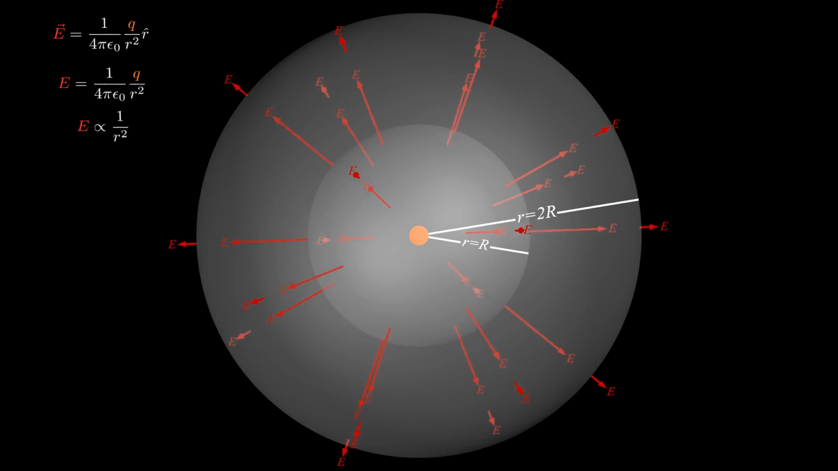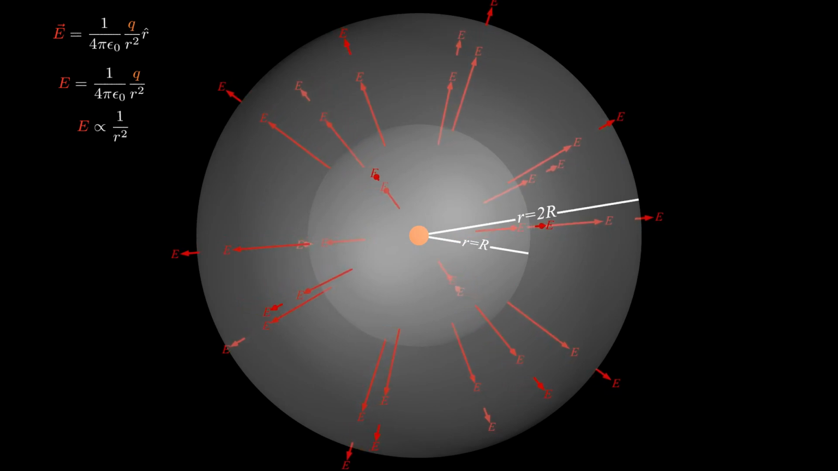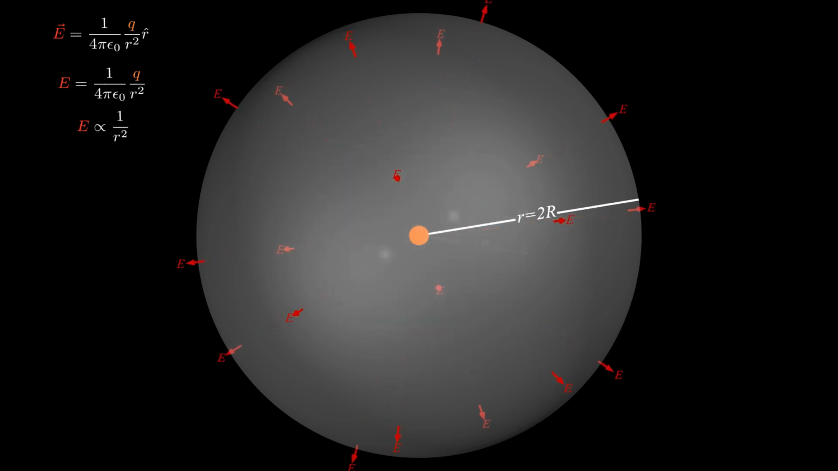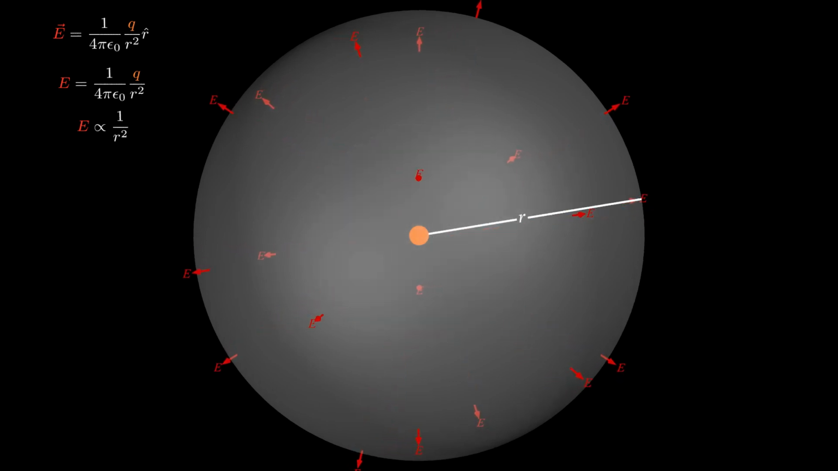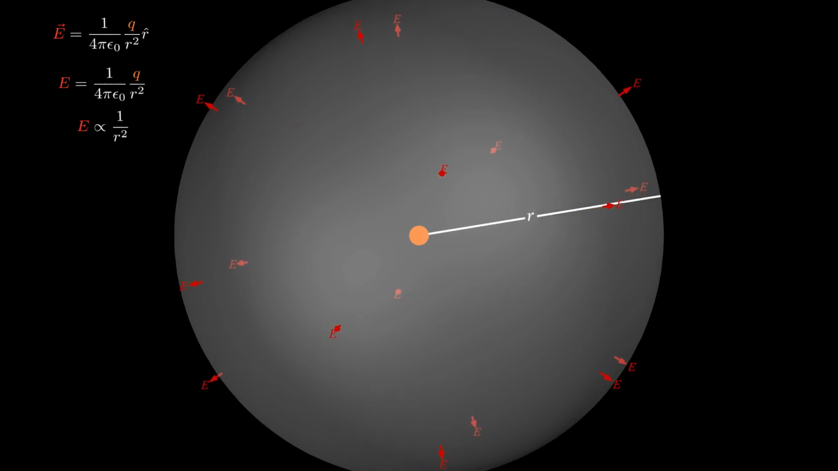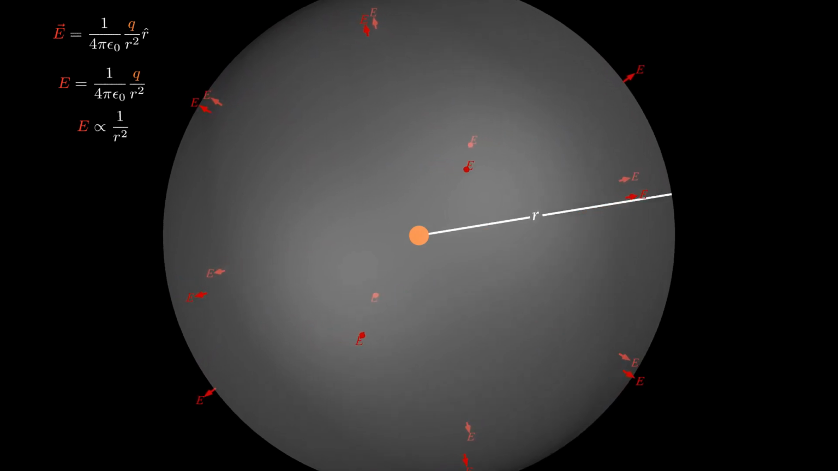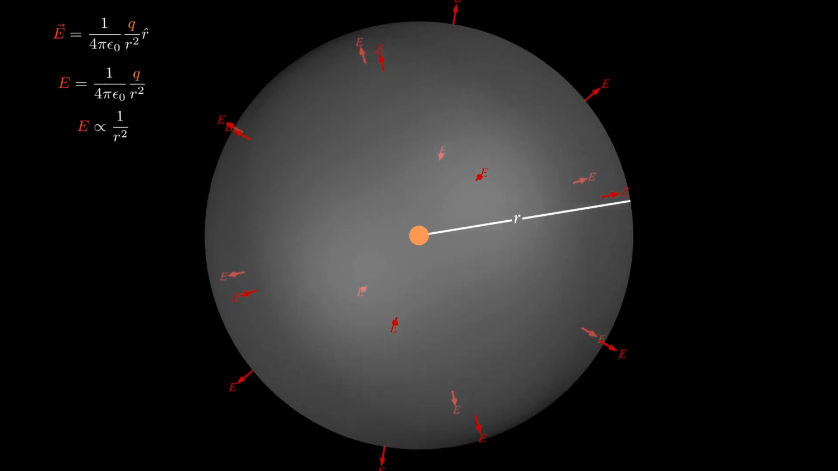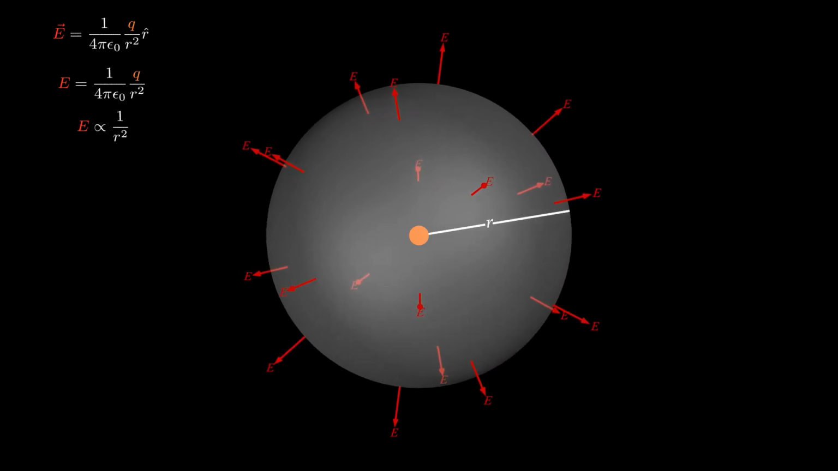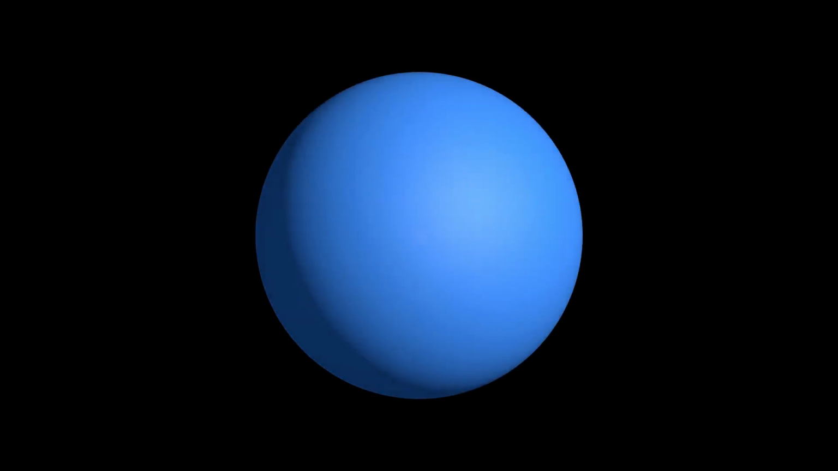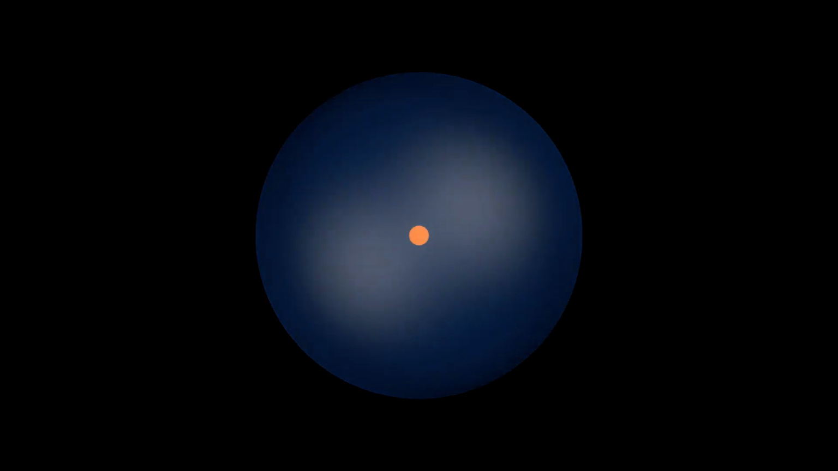At twice the distance, the field will be 1/4 the strength. This inverse square pattern is a key geometric feature that leads to Gauss's law. Consider a spherical surface centered on the charge. Now consider one small patch on this sphere.